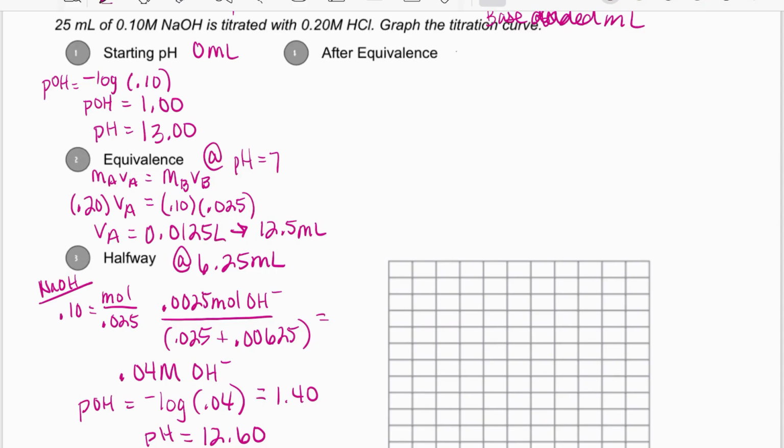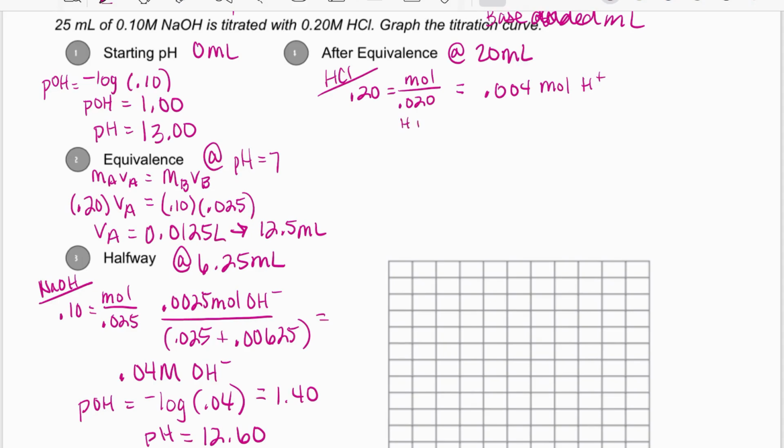And then lastly, for after equivalence, since I had equivalence at 12.5, I'm going to go ahead and just do 20 again, just because it's far enough away from the equivalence point. So I need to figure out how many moles of acid I'm adding if I add 20 milliliters. So my HCl, I have 0.20 molarity is equal to moles over 0.020 liters. So I'm going to have 0.004 moles of H plus.